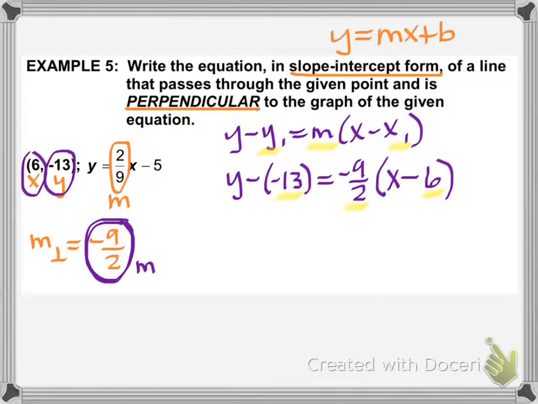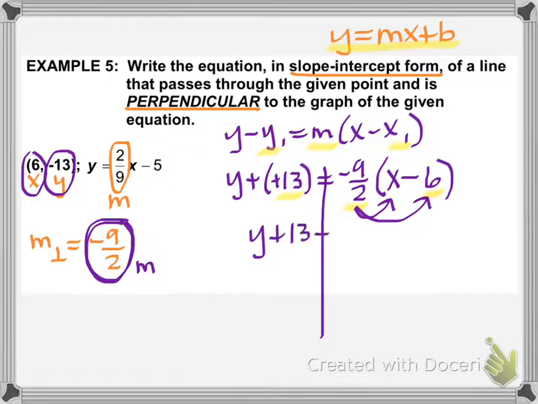Now we're going to simplify and rearrange it so that it looks like slope-intercept form. So first thing we're going to do is distribute that slope inside of our parentheses. Also on the left, I've got minus and negative, which is the same as adding a positive. So I could rewrite the left side as y plus 13. All right, let's distribute that negative 9/2. Negative 9/2 times x is negative 9/2 x. Negative 9/2 times negative 6.